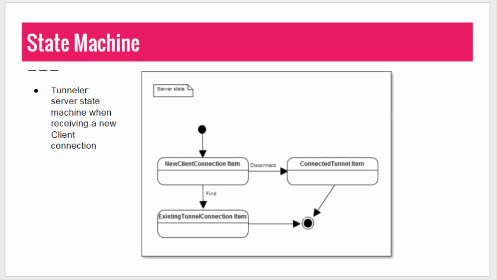Here we have a diagram showing the tunneler state machine of the server when receiving a client connection. It creates a new client item which then either finds an existing tunnel connection item or disconnects from a tunnel connection item, ending in a different state.